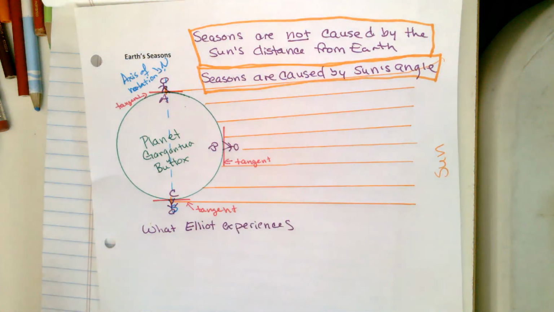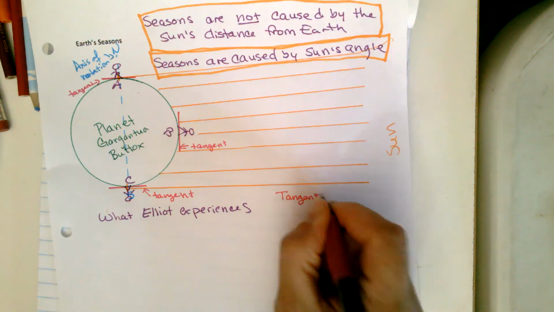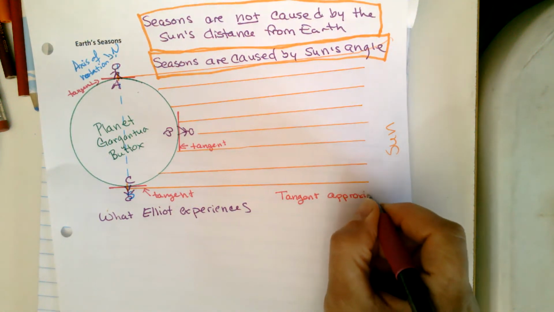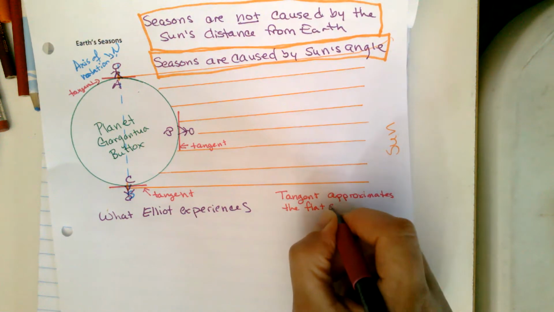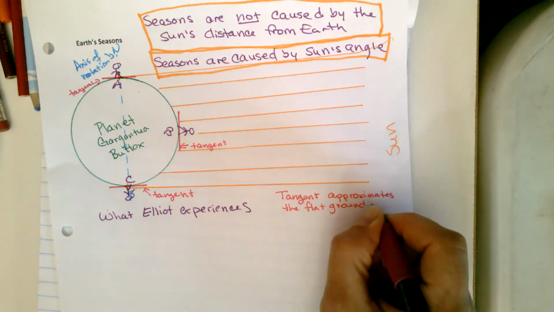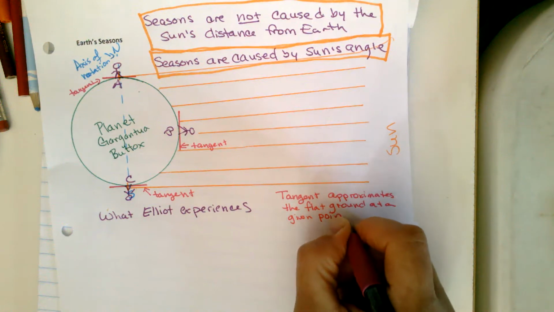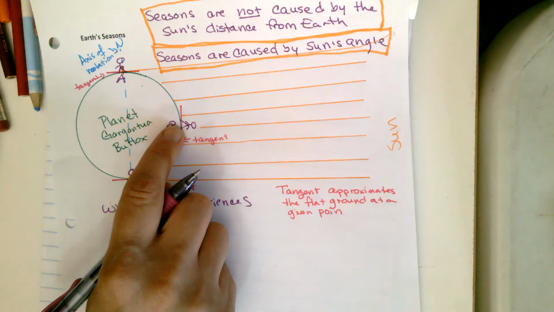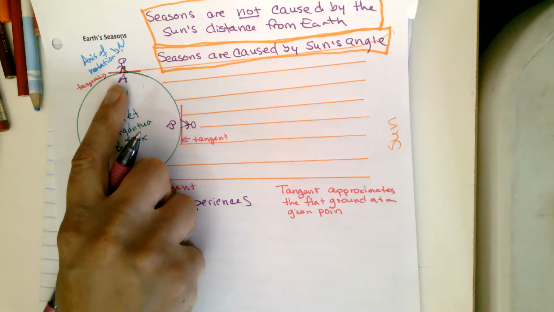Now, why do we care about these tangents? The tangent approximates the flat ground at a given point. So at B, this tangent here approximates the flat ground underneath Elliott B. This tangent right here approximates the flat ground for Elliott A.